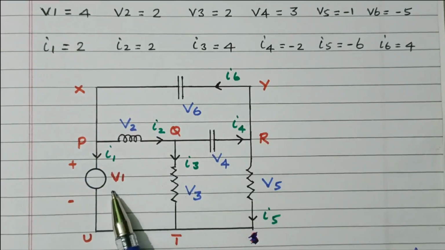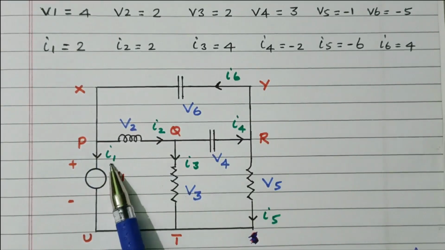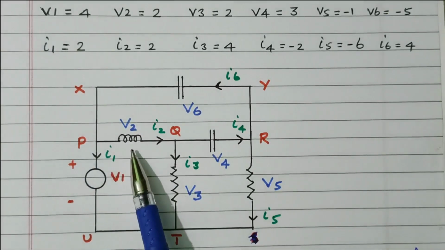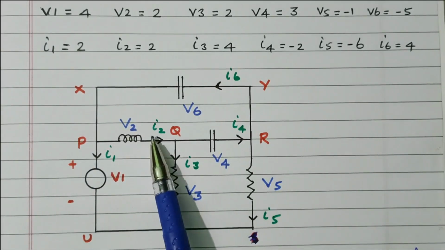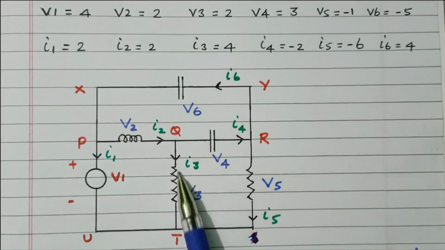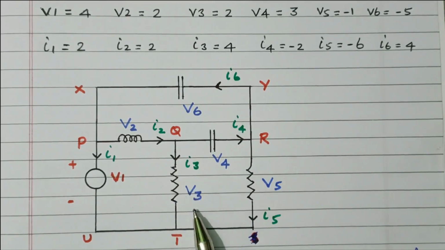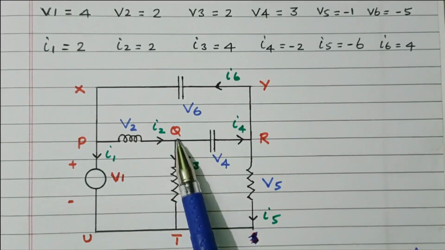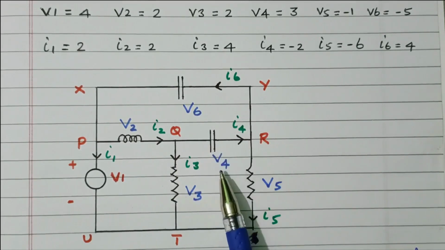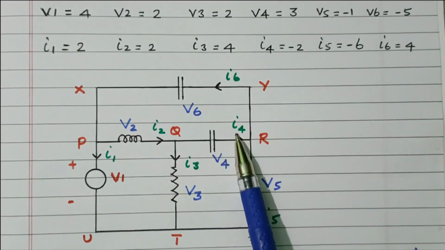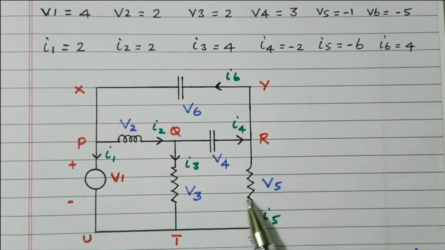The source voltage is V1 and the current is I1. The inductor voltage is V2, current I2. For the branch QT, the current is I3 and the voltage is V3. For QR, we have a capacitor, with voltage V4 and current I4. For PT, one more resistor is available, with voltage V5 and current I5.